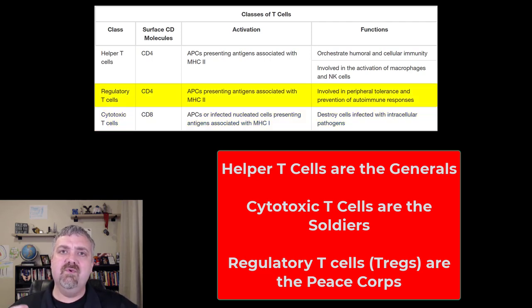Then in the middle, you have what are called the regulatory T cells. You'll hear them called Tregs as well. I'll put that on the screen. I personally still call them suppressor T cells. That was their name for a while. But regulatory T cells or suppressor T cells, consider them the Peace Corps.